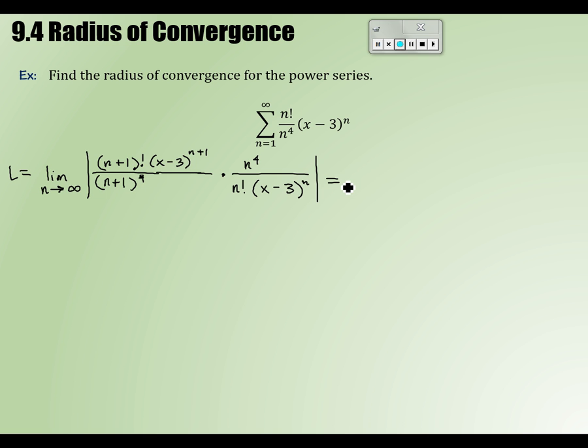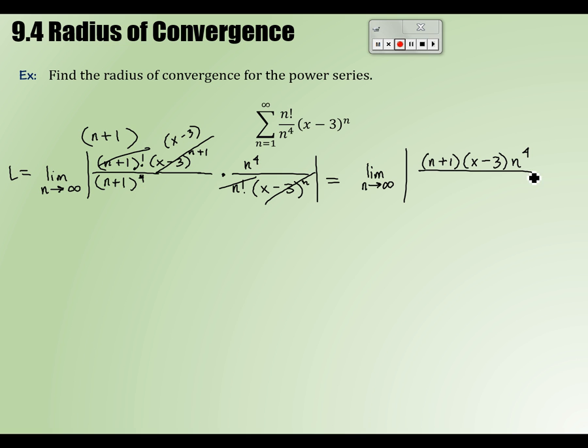All right, and then this is the fun part. We get to cancel things out, whatever we can see that cancels, leaving behind x minus 3. What about the n? What about the factorial stuff? What is n plus 1 factorial over n factorial? n plus 1, isn't it? So n plus 1 on top is still what we have. x minus 3, n to the 4th, all over n plus 1 to the 4th.